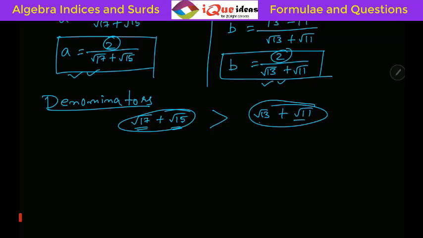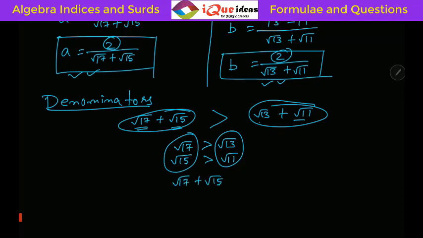I repeat, see, here we have root 17, we know it is greater than root 13. We also know that root 15 is greater than root 11. Right? Inequalities can be added. They cannot be subtracted, but they can definitely be added. So if I add the numbers on the right and left hand side, it will be root 17 plus root 15, and it will be greater than root 13 plus root 11. So remember, inequalities can be added only when they have the same sign, and they can only be added. They cannot be subtracted or anything else, right? So root 17 plus root 15 is definitely greater than root 13 plus root 11.